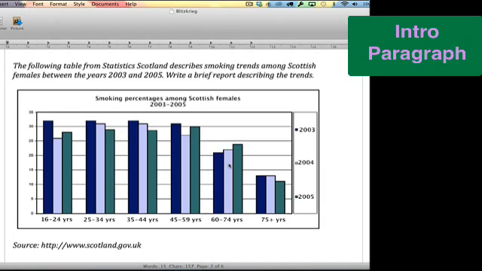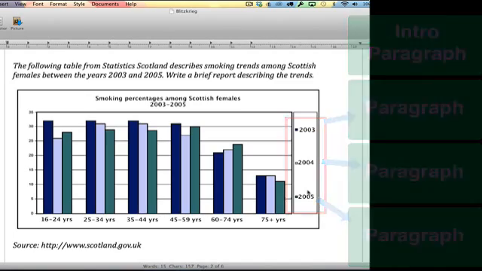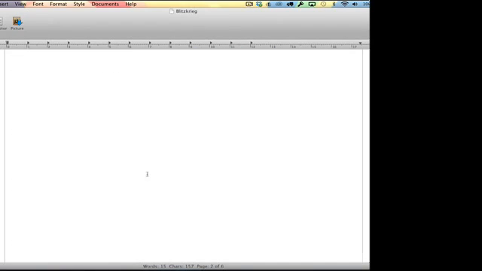We could describe the data in three paragraphs, one paragraph designated to a year. So we could have a paragraph for 2003, another paragraph for 2004, and a third one for 2005. So we have several options available to us, and I guess we'd have to go with whatever we would feel most confident doing. And for me, that would be grouping these four age groups and then talking about the data that way.